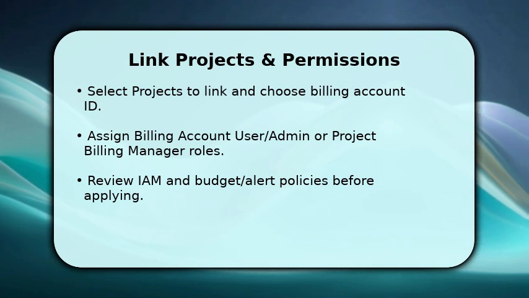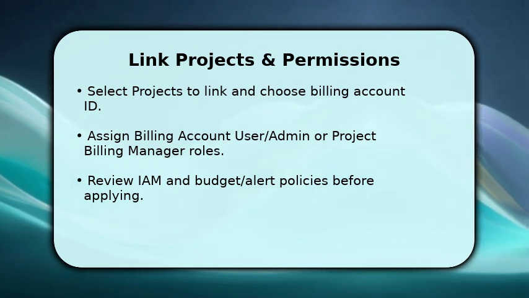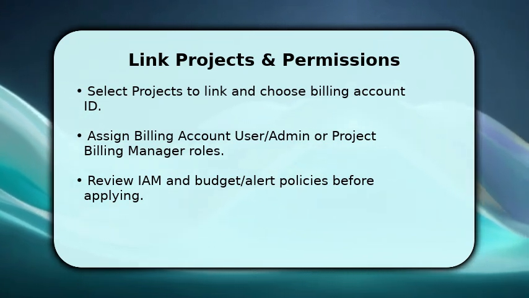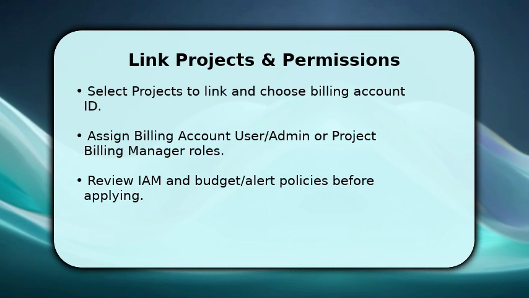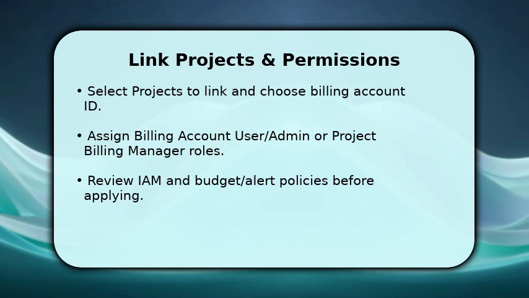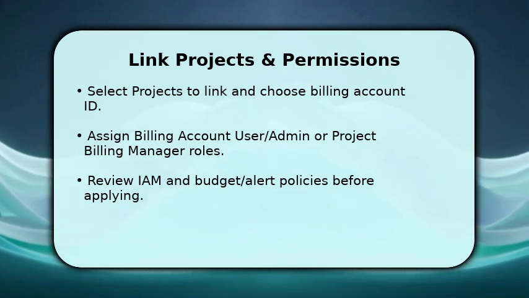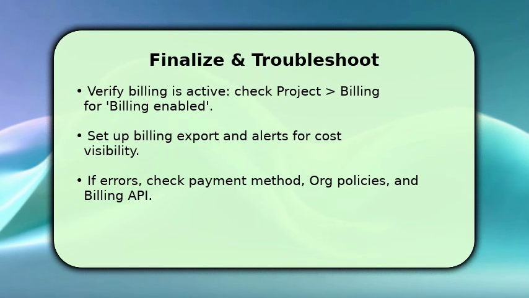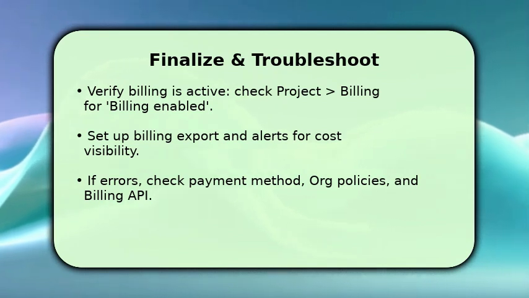Configure budgets and alerts under Budgets and Alerts to avoid surprises. If you need automation, enable service account roles for programmatic billing controls before proceeding. Finish by confirming billing is active on each project. Open the project, go to Billing, and verify it shows as enabled.